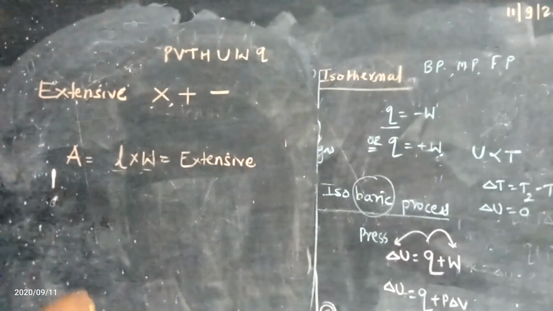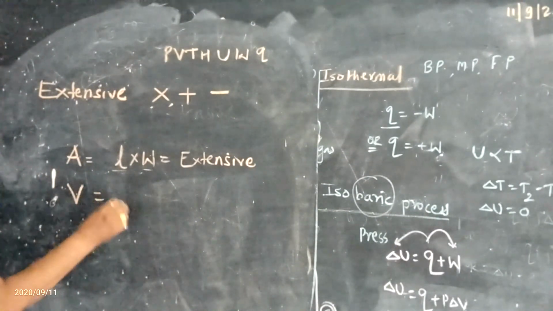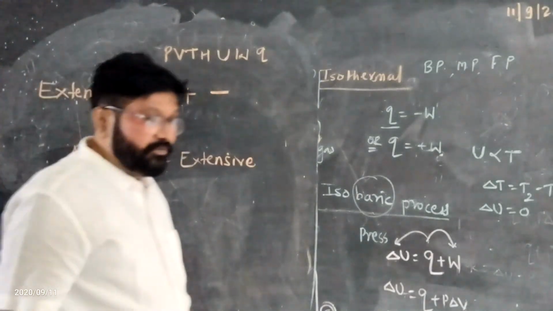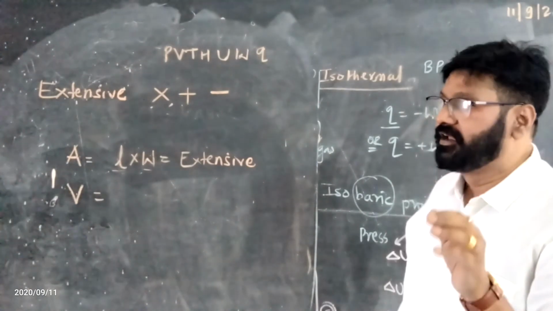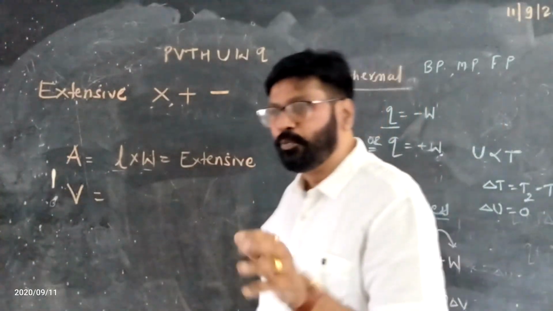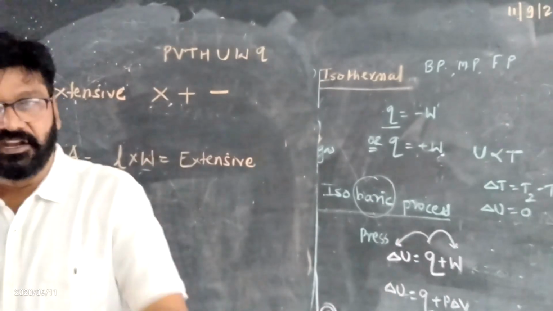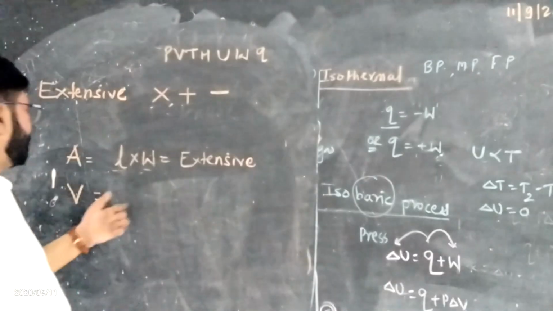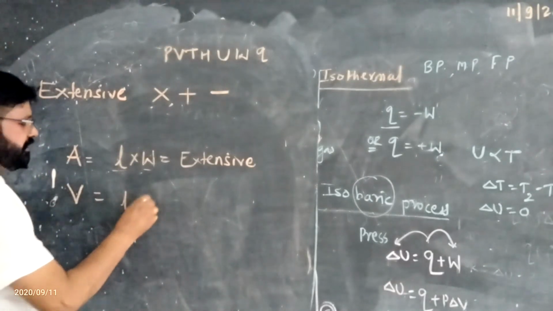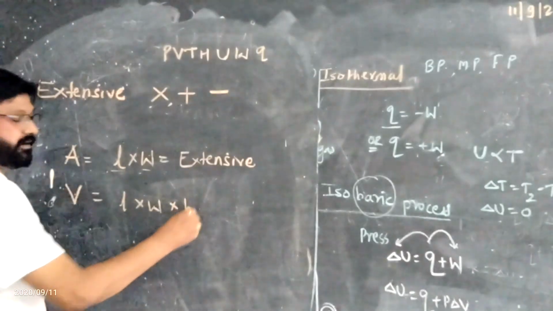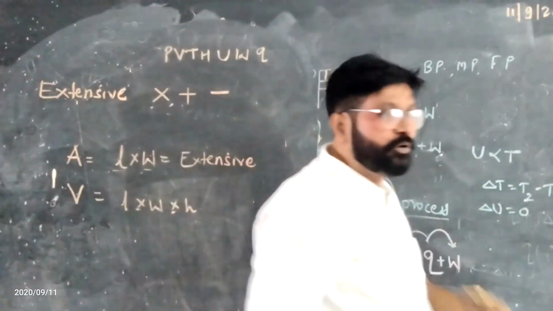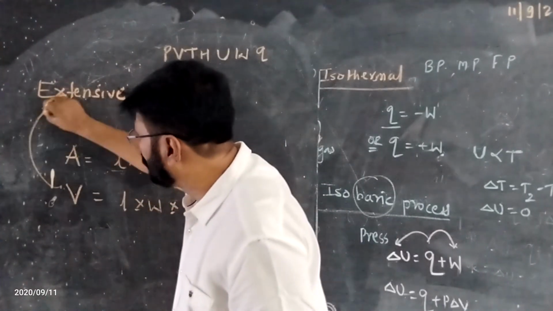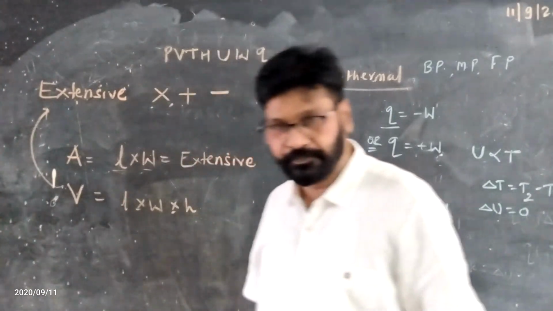Now look towards volume, denoted by letter V. We can calculate the volume of any substance as length into width into height. So to calculate the volume, the multiplication sign is used, therefore volume is also an extensive property.